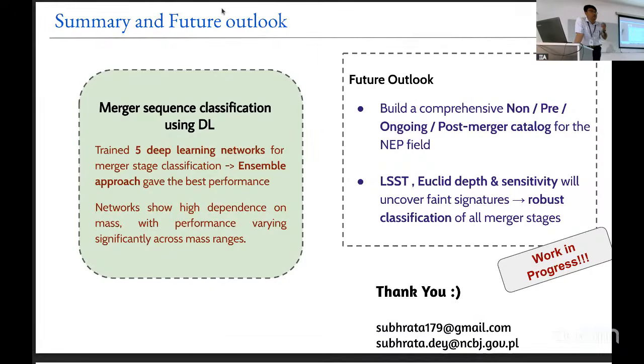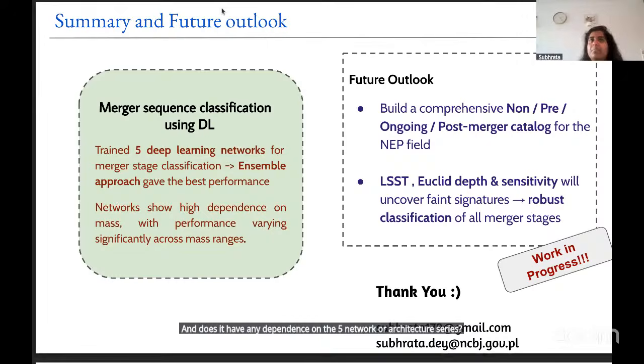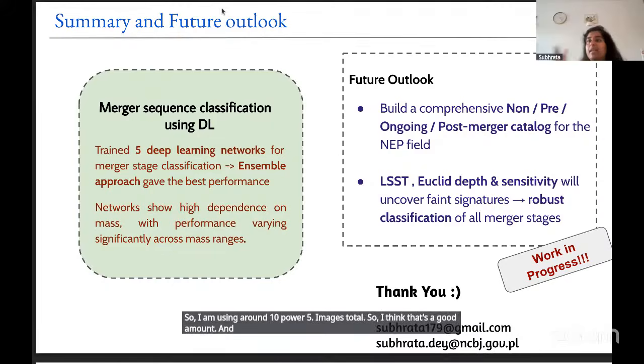Very dependent on the 5 networks. Does it have any dependence on the 5 network or architectures you use for this? So I am using around 10 to the power 5 images total, which I think is a good amount. For each class, I have merger, non-merger, pre-merger, and post-merger. I have 10 to the power 5 images for each class.